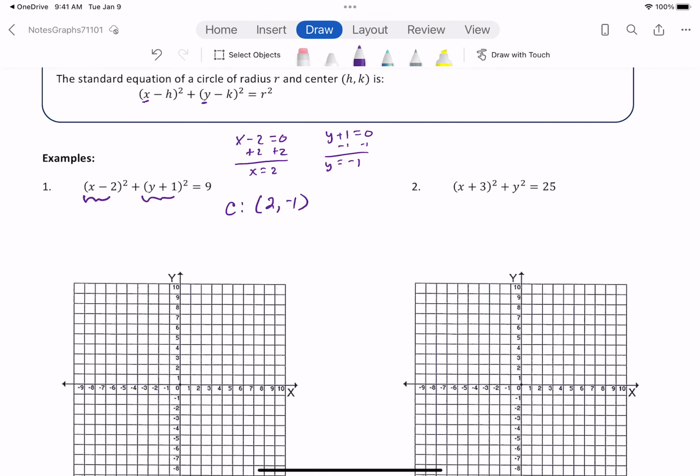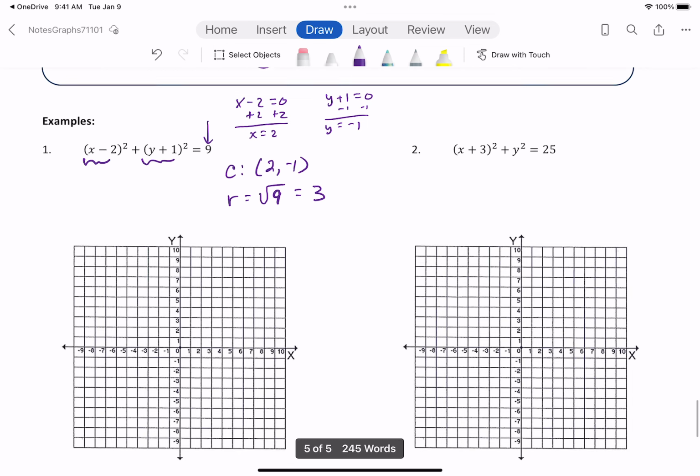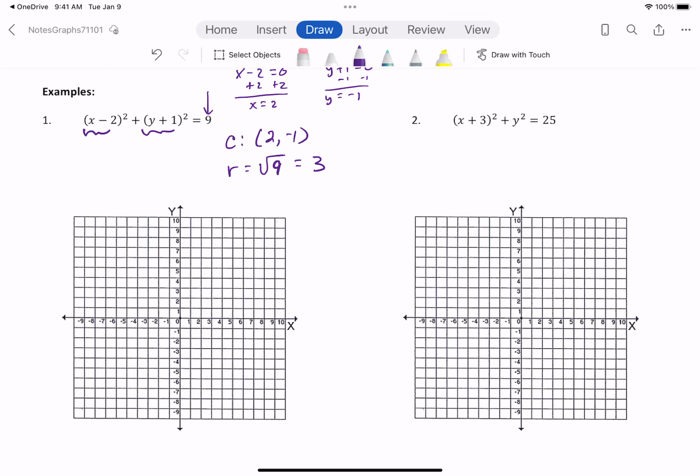So that's all you have to do to find the center. And then this number from the formula is the radius squared. So if I want the radius, I just need to take the square root of that number, which is 3. Alright, so we're going to graph the center. It's at 2, negative 1.